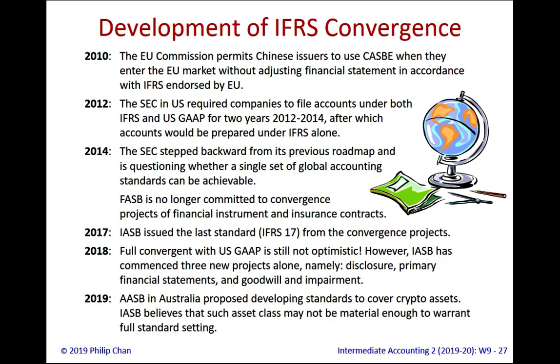And just last year, the AASB in Australia, the Australian Accounting Standards Board, proposed developing standards to cover crypto assets. So cryptocurrencies such as Bitcoin and the others. And the IASB believes that such an asset class may not be material enough to warrant full standard setting for the time being. So IASB still hasn't committed to developing any standard in that area. But sooner or later in the future, we should expect that there will be standards for crypto assets. Okay, that's everything for developments.